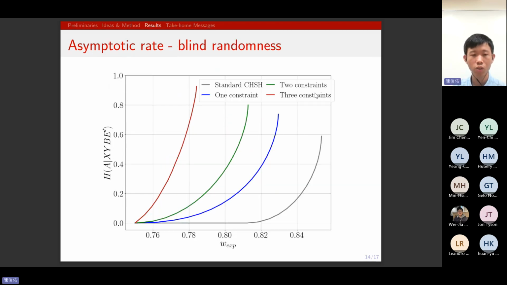I also want to show the case for blind randomness. In this case, I use the same colors: gray for the standard CHSH, blue for one constraint, green for two, and red for three. So you can see similar behavior. The important point in this case is that the standard CHSH goes to zero rate at a winning probability of approximately 0.81. However, for the cases with extra constraints, they only go to zero when they approach the classical bound.